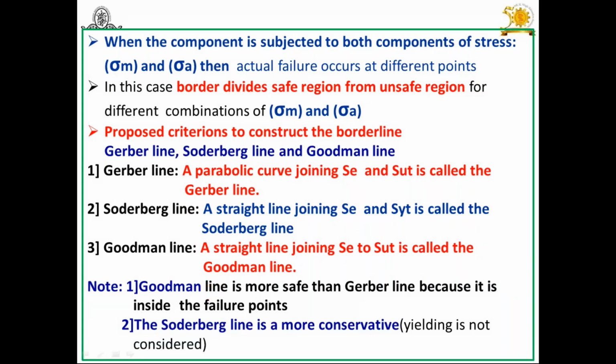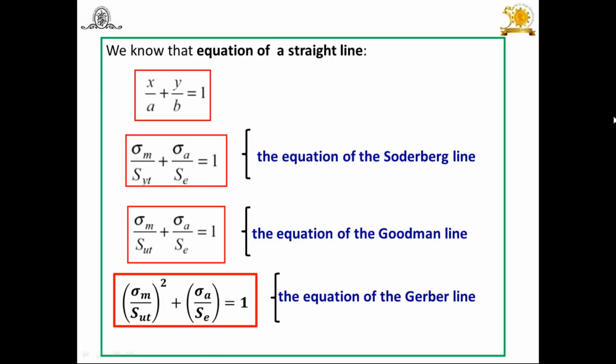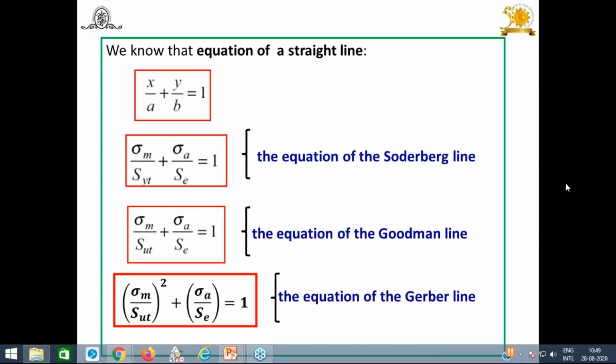Let us move again here. Again here, these are the three lines. So again here, we have to write down the equation of a straight line. You might have studied in 9th or 10th standard the equation of a straight line: x upon a plus y by b is equal to 1. x and y are the coordinate points, and a, b are the intercepts. a is the intercept on the x axis, b is the intercept on the y axis. This is the equation of a line.